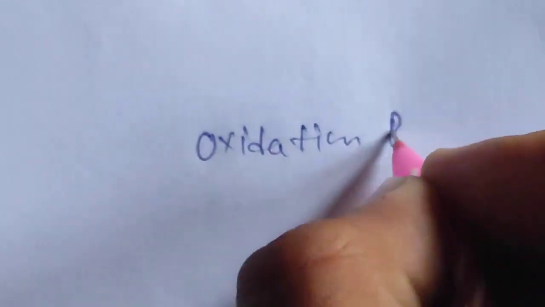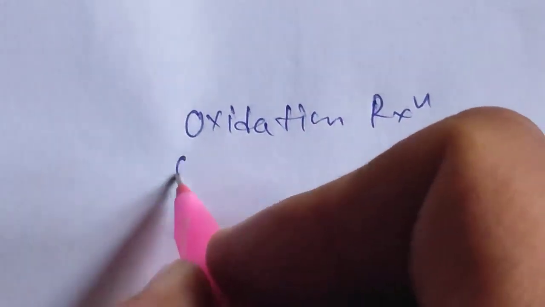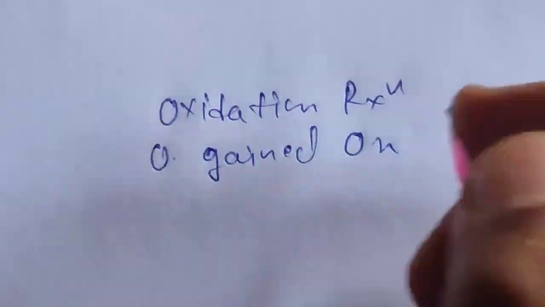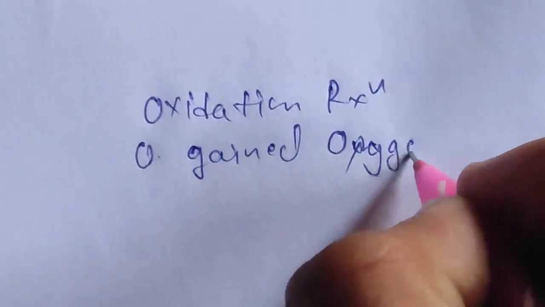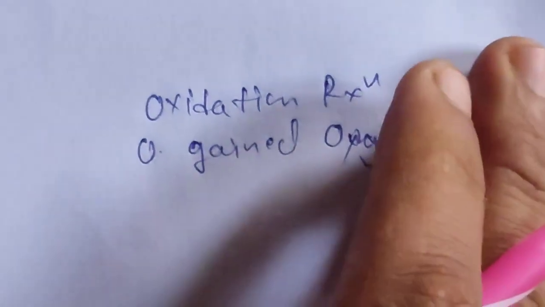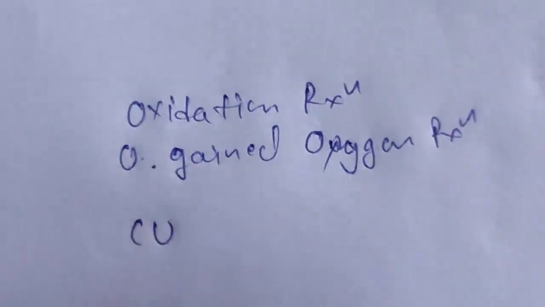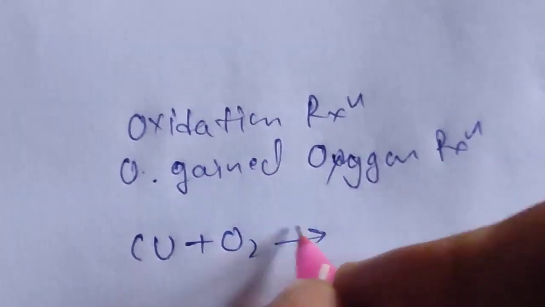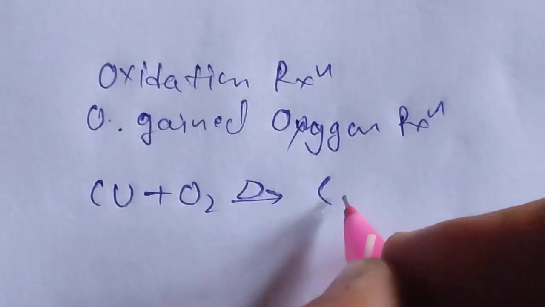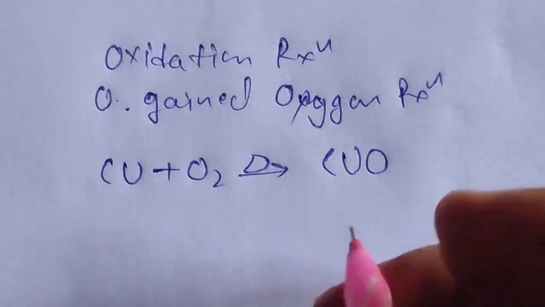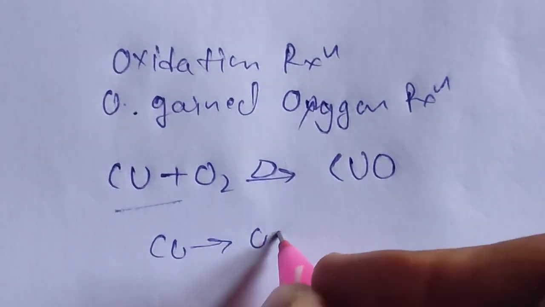While starting the topic redox reaction, let's talk about the oxidation reaction. Oxidation reaction means that when a substance gains oxygen in a reaction, it is called an oxidation reaction. For example, copper burned with oxygen using heat becomes copper oxide. This is an example of an oxidation reaction because the copper gets oxidized into CuO.